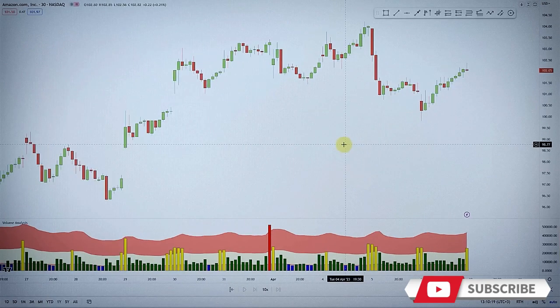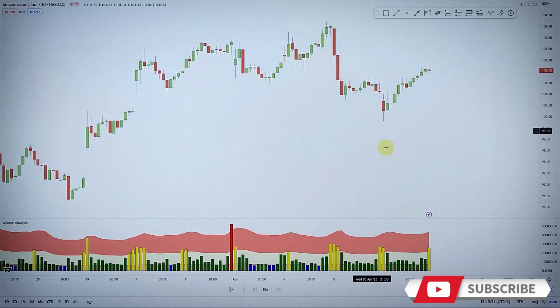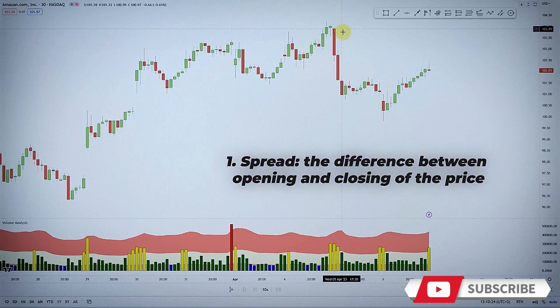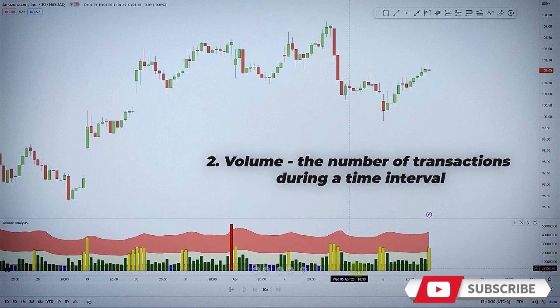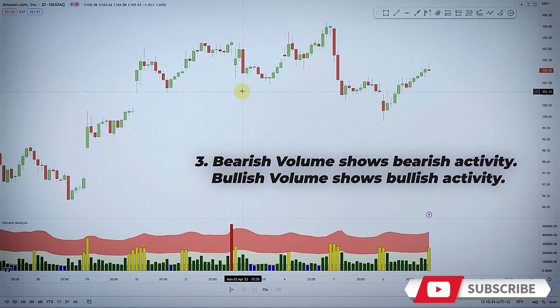First, you need to know the components of the volume spread analysis. First is the spread. The spread is the difference between the opening and closing of the price. Volume is the number of transactions during a time interval. Then we have bearish and bullish volume. Bearish volume shows bearish activity. Bullish volume shows bullish activity.